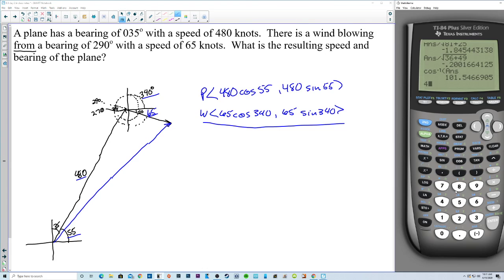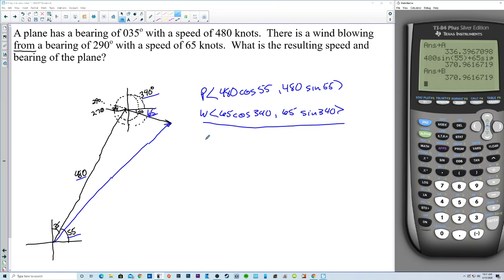Here we get the calculator. 480 cosine of 55 plus 65 cosine of 340. And we're going to store that into A. Let me see if I can fit all this on the screen. Just do it all in one shot here. 480 sine of 55 plus 65 sine of 340. And we'll store that into B. Stay on the screen. There I can see them.